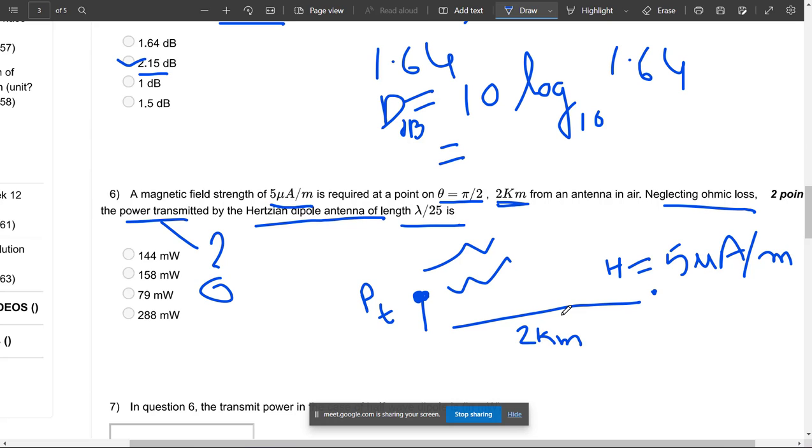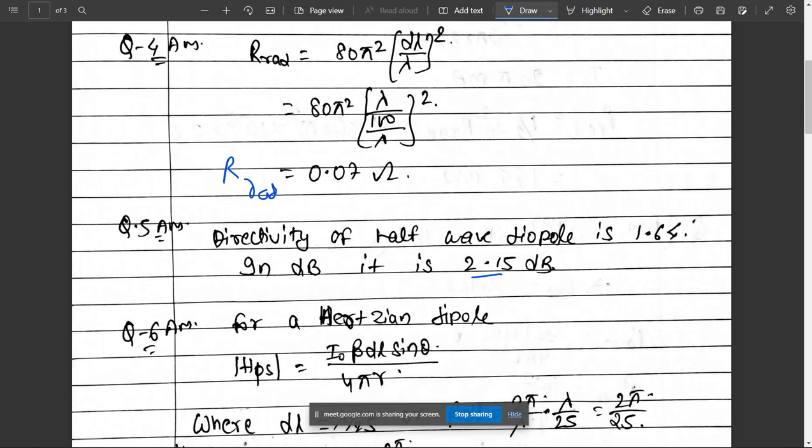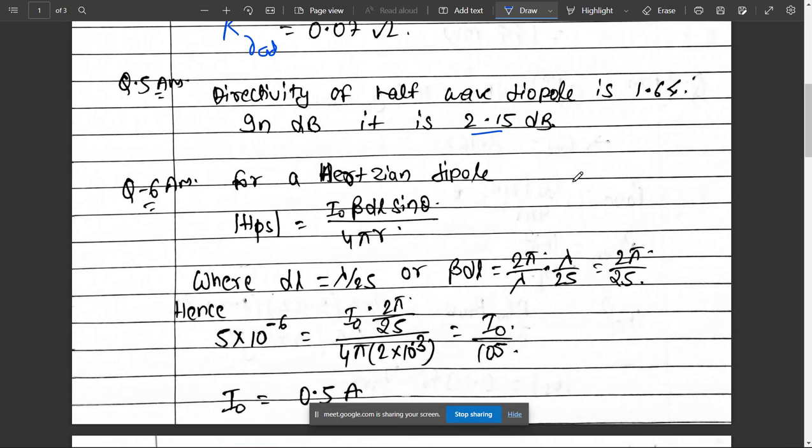Ma'am, half I naught square into R radiation, ma'am. The formula for power transmitted. Okay. Let's go and see.